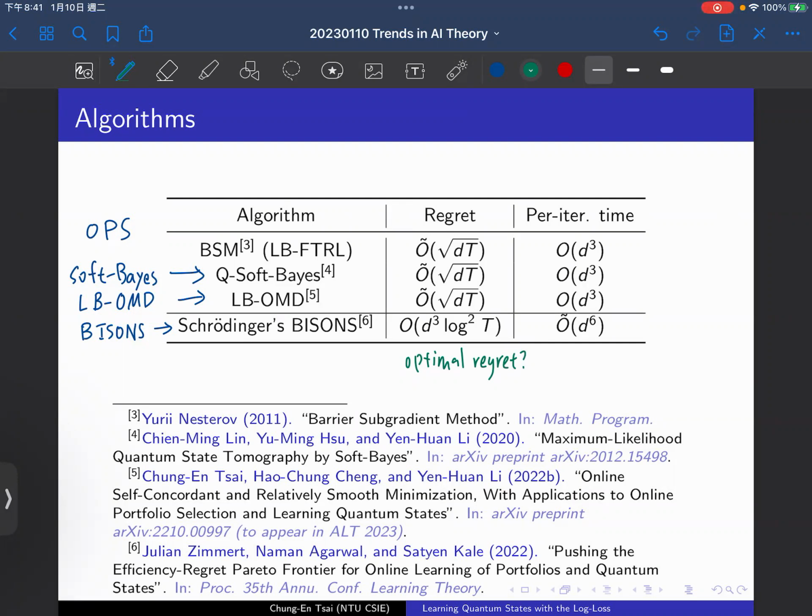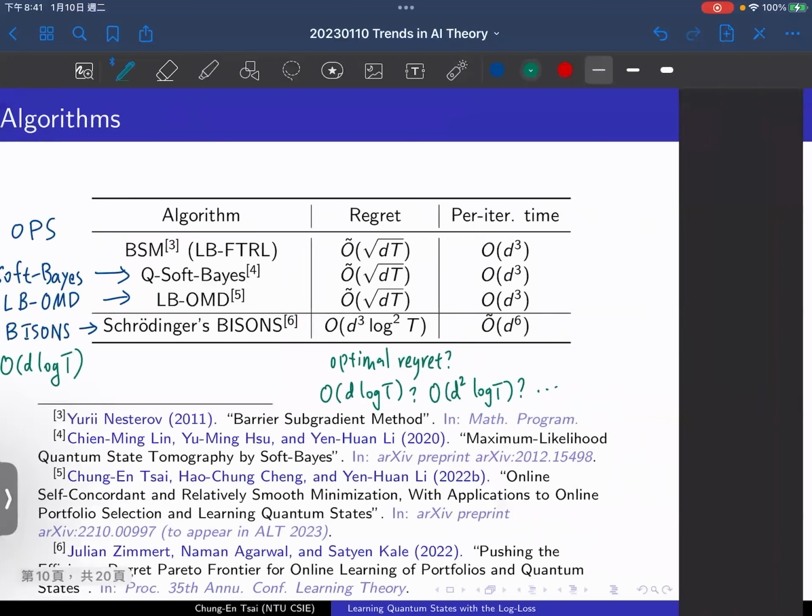So this is currently unknown. But for online purification selection, the optimal regret is d log t. So what is the optimal regret? Is it also d log t? Or is it d square log t? Or maybe there are other possibilities.